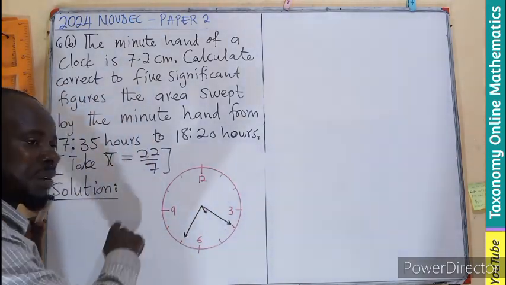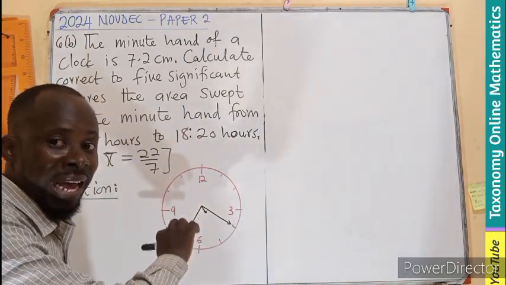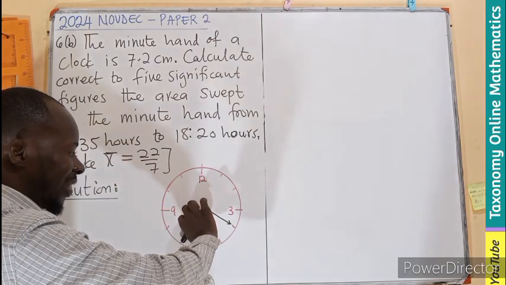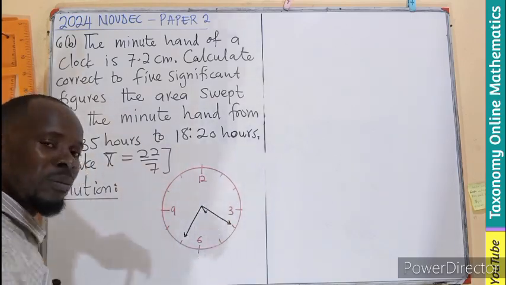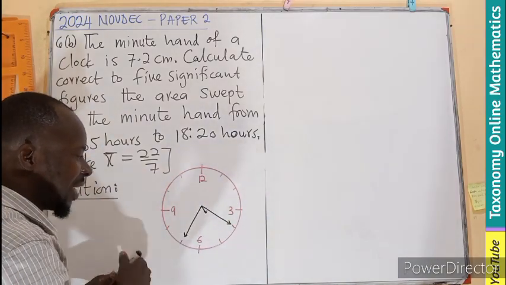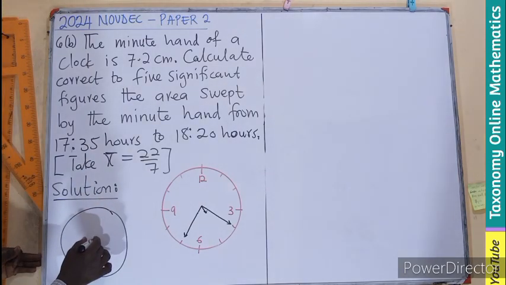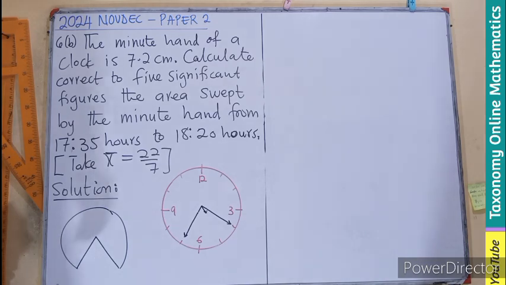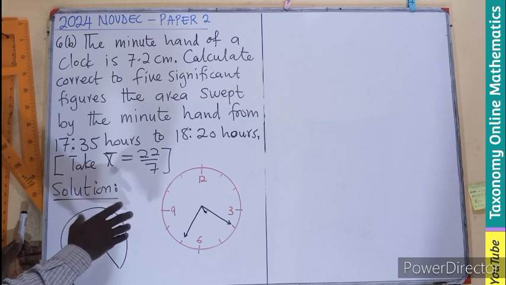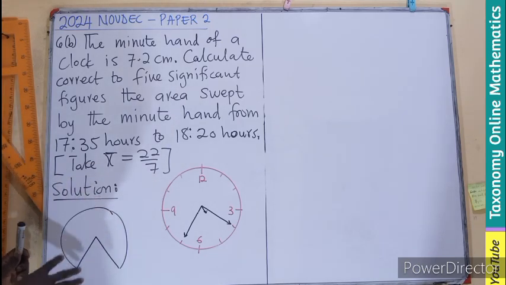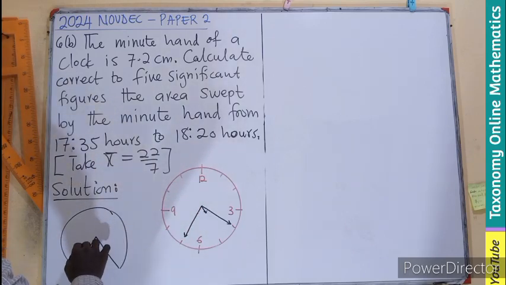So what is the area swept by the minute hand? Meaning, imagine we pour sand on the surface of the clock. As the minute hand is traveling, it will be sweeping the sand away until it reaches this place. Which means the diagram will now become something like this. This is what we are looking for, the area swept by this. And this is referring to a sector. So you're looking for the area of this sector, knowing the radius, being the minute hand, is 7.2.